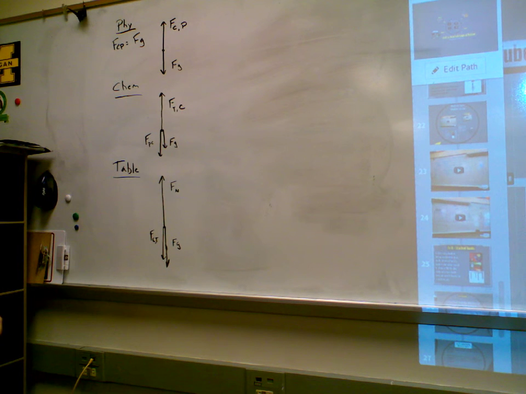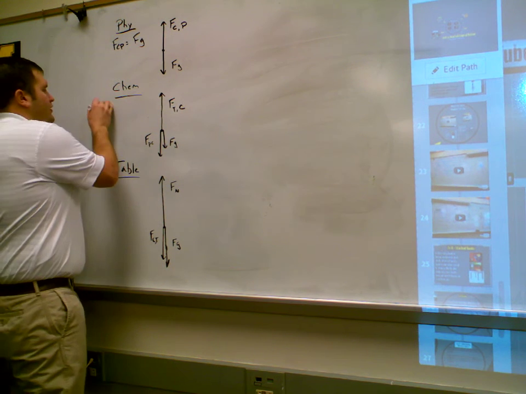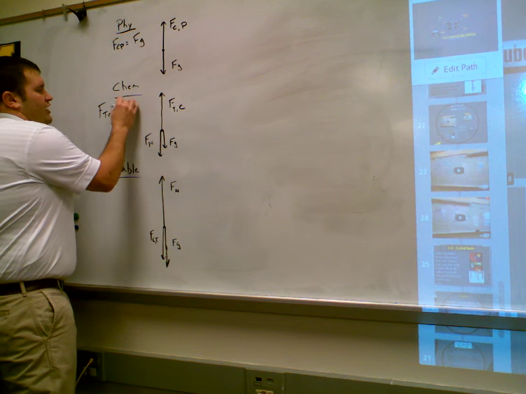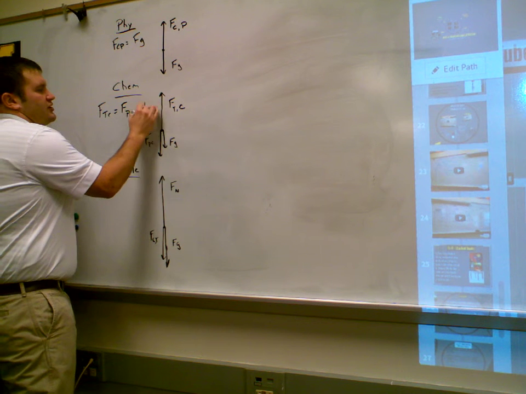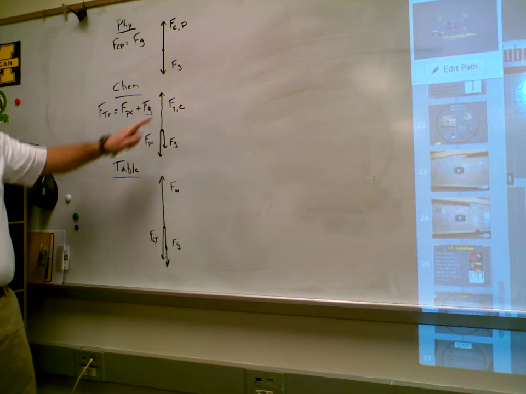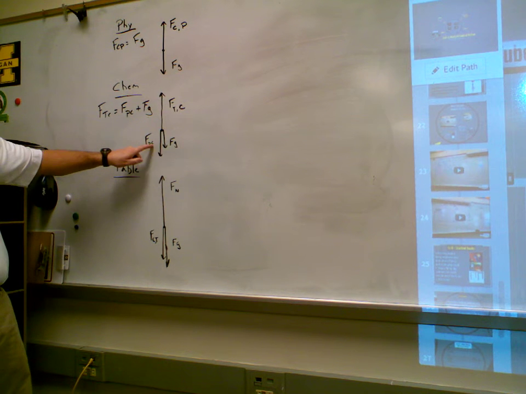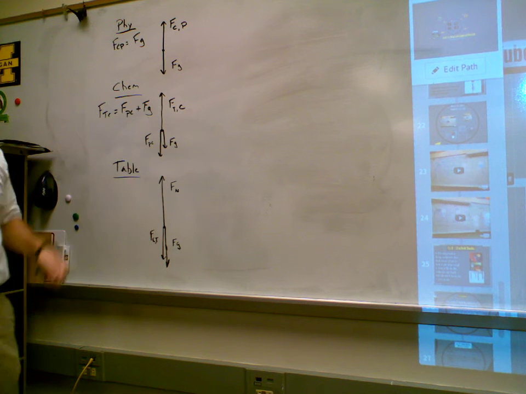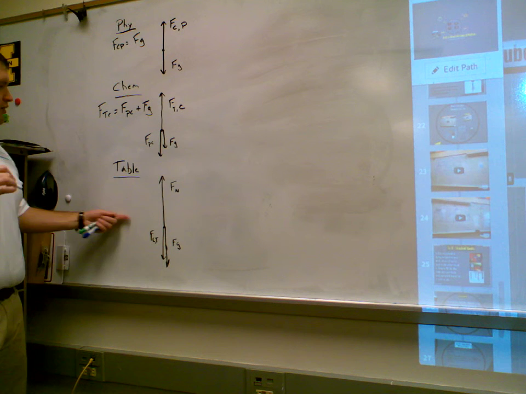What about here? What's the case? So FTC equals FPC plus FG. So the force on the chemistry book from the table equals the force on the chemistry book from the physics book and the force of gravity, right?